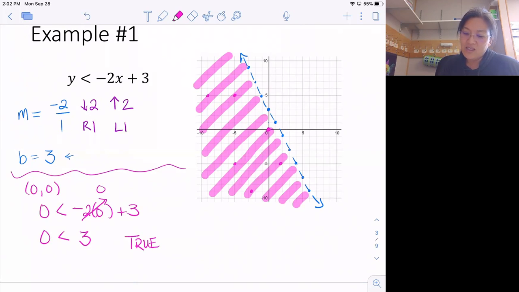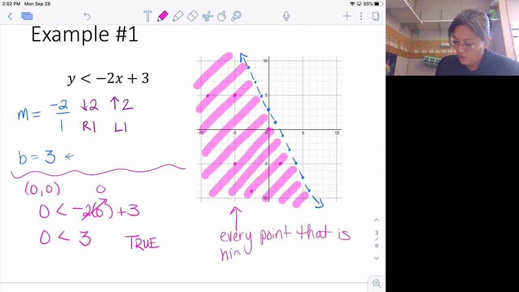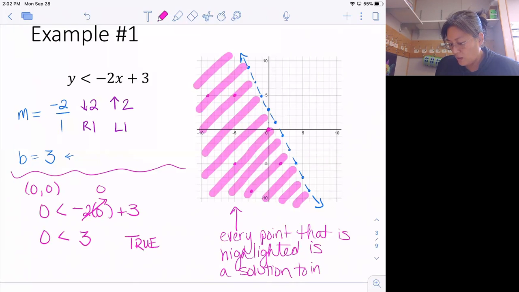That means every point that's highlighted is a solution to the inequality. Because inequalities mean there are a lot of solutions.